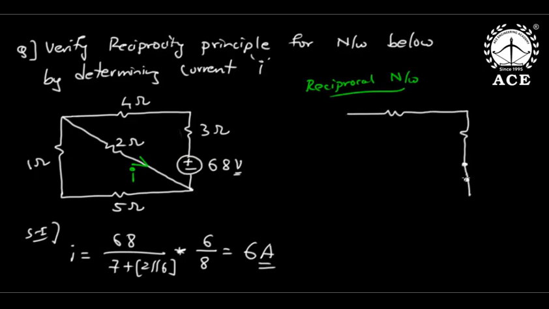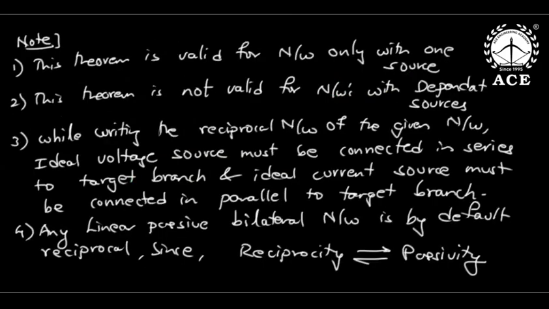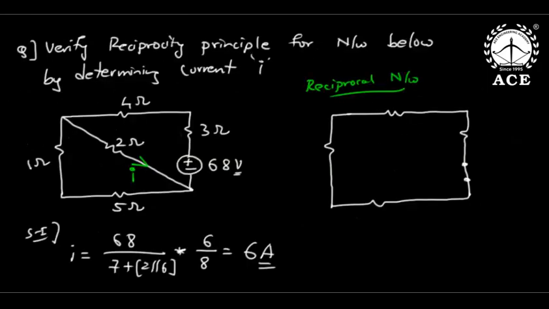So removing the voltage source means short it. Now where should we connect it and how? I gave in the third point: voltage source must be connected in series to the target branch. Current source must be connected in parallel to the target. So what I'm doing here, our previous target was this one, so this voltage source must be connected in series to the target branch.